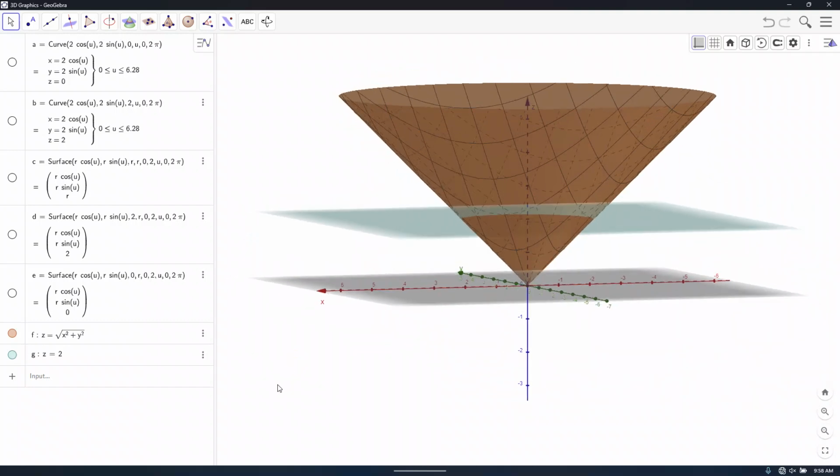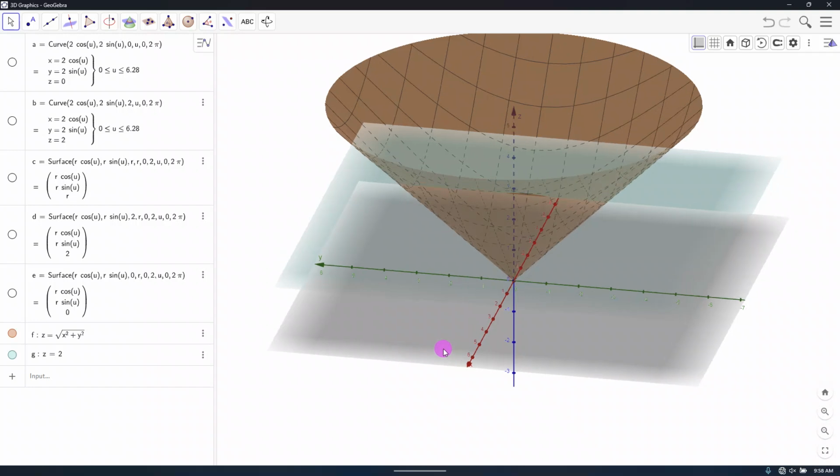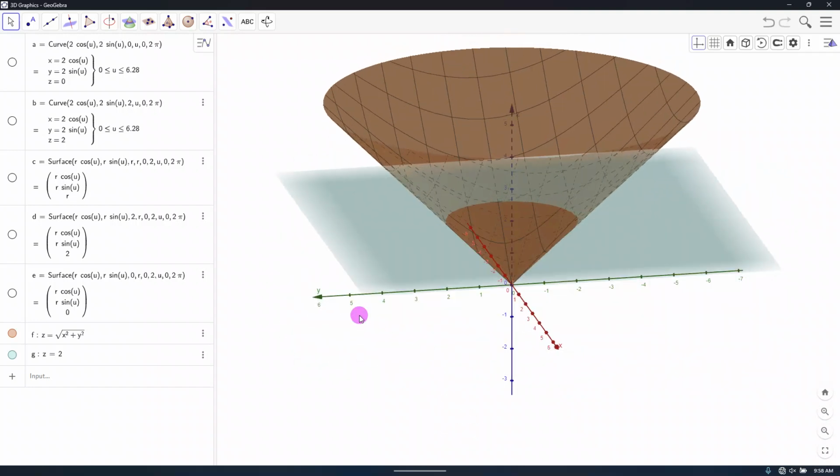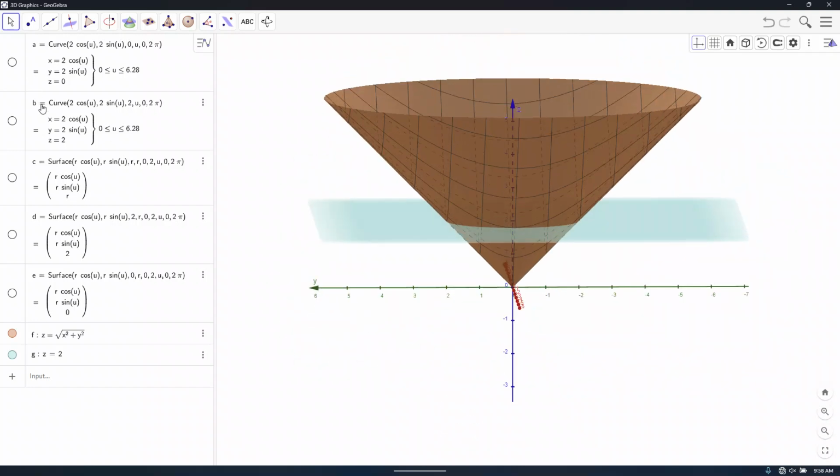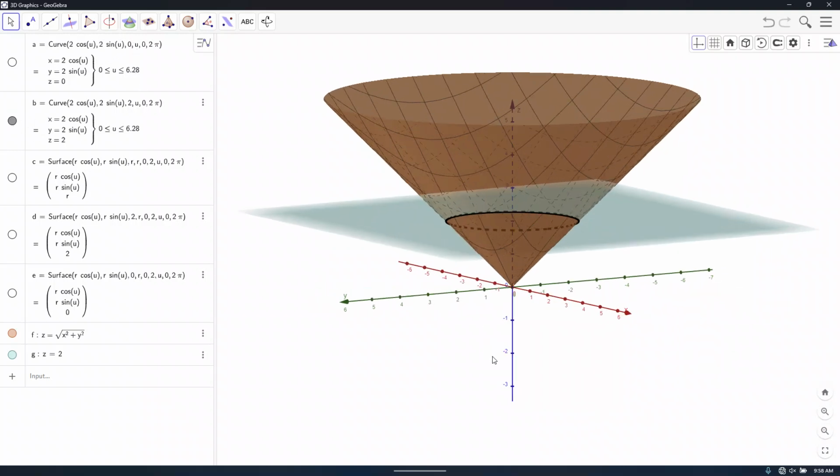Well, let's see. Actually, I want to see the intersection of that cone with the plane. Let me get rid of this plane first. So that's given by the curve where it says 0. Okay, this curve right here, right? Did you see how this curve cuts? That's where the two cut together.